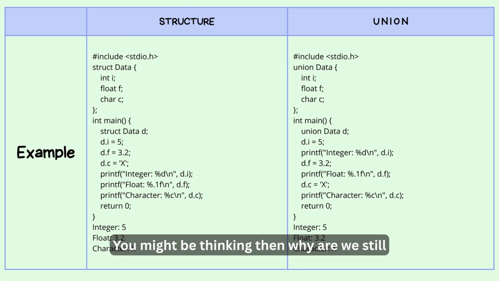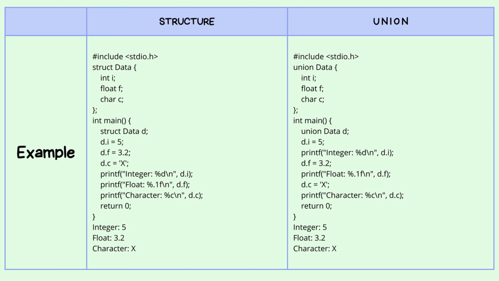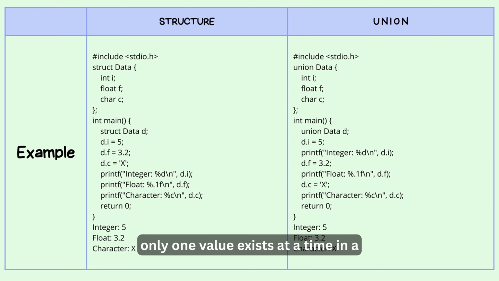You might be thinking, then why are we still getting the correct output? The reason is simple. I am printing each value immediately after assigning it. That's why the output looks correct. But internally, only one value exists at a time in a union. So remember this clearly. A structure stores all values safely but uses more memory. A union saves memory but allows only one valid value at a time. That memory behavior is the real difference between structure and union.